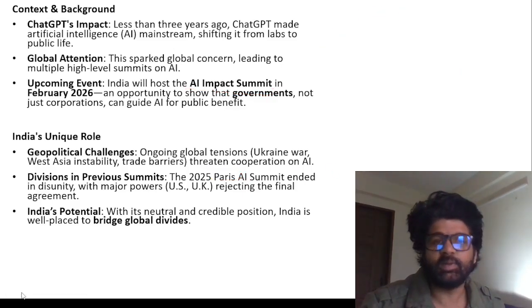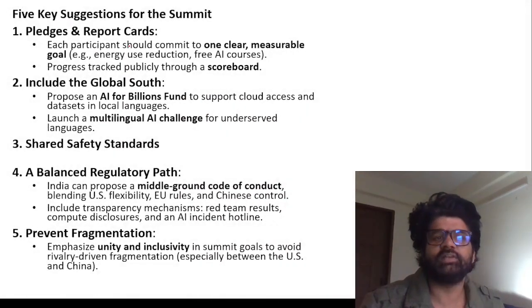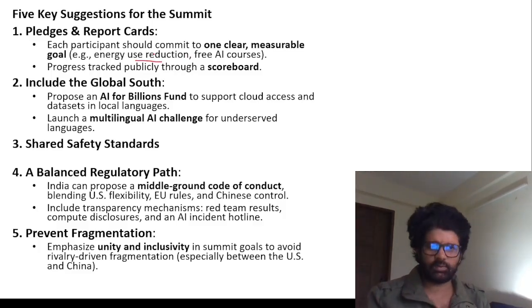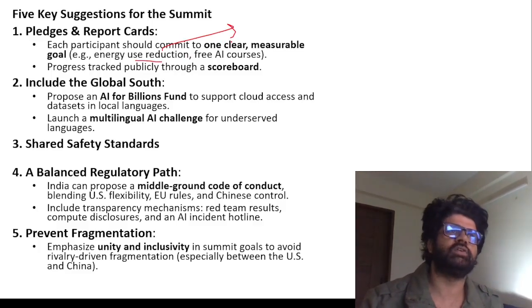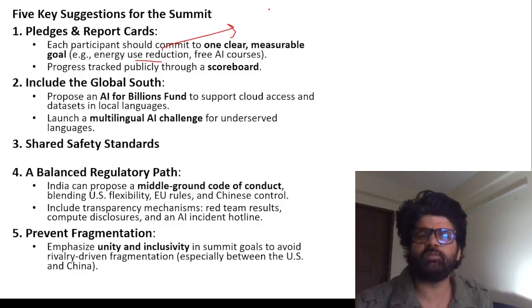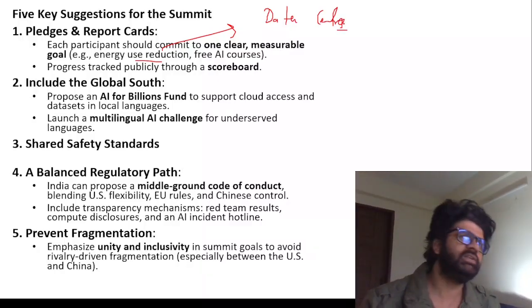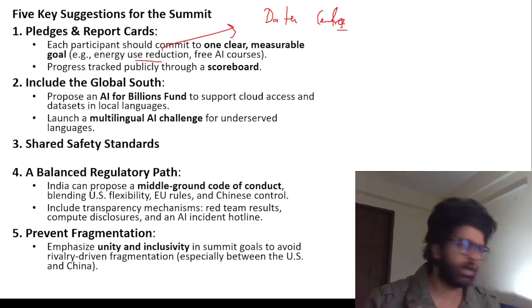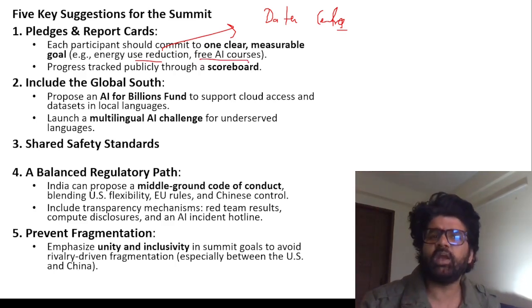So the AI Impact Summit matters a lot in that regard. There are suggestions that each country should commit to energy use reduction. What this means is that AI has come, and more and more data is being processed. That leads to the establishment of data centers, and keeping these data centers running, they suck a lot of energy. So you have to see how you can make them more energy efficient. Free AI courses. All these things have to be there.